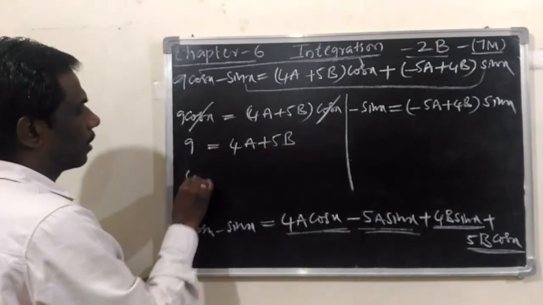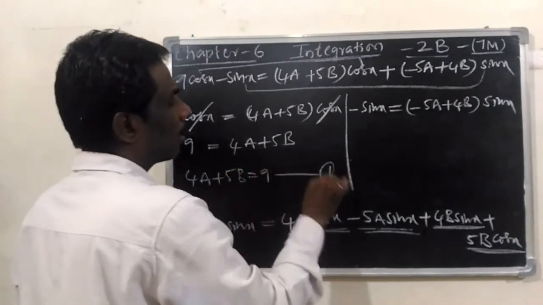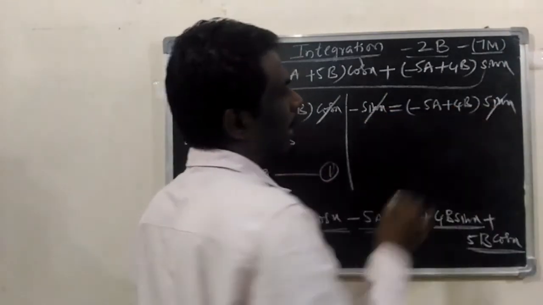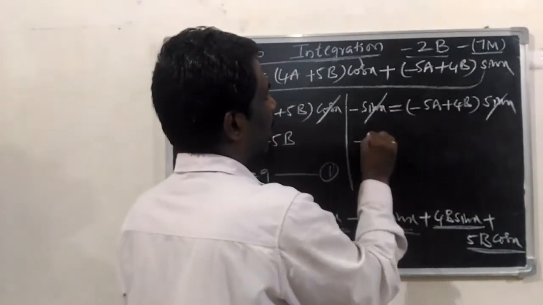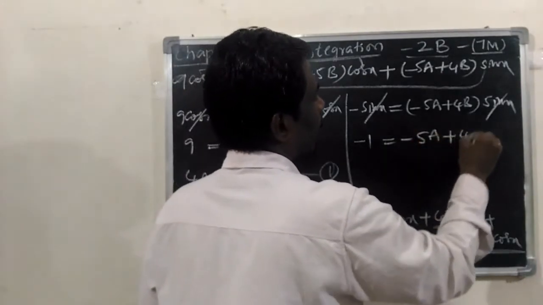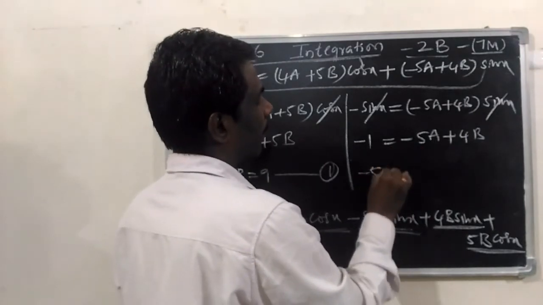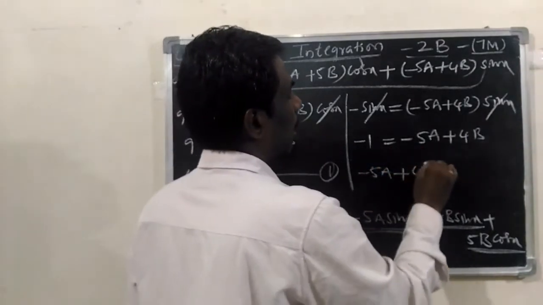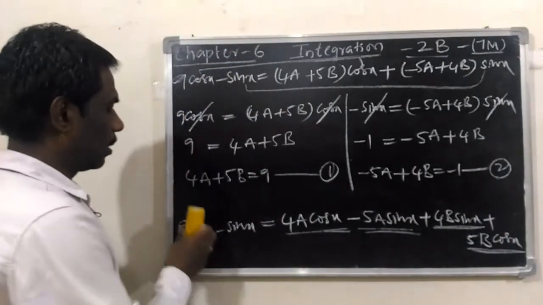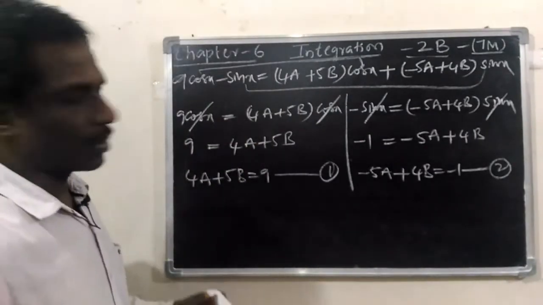Right, this is in order. Then 4a plus 5b equals 9 is the first equation. And on this side we can cancel sin x on both sides. Then here remains minus 1 equals minus 5a plus 4b. Right, it is in order. Minus 5a plus 4b equals minus 1 is the second equation. Next we want to solve equations 1 and 2.